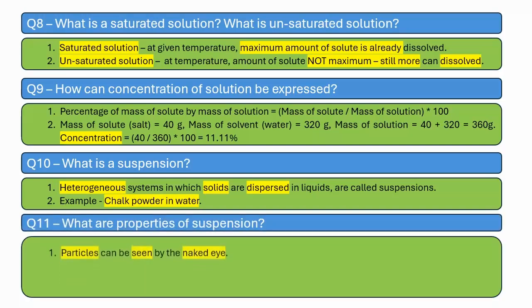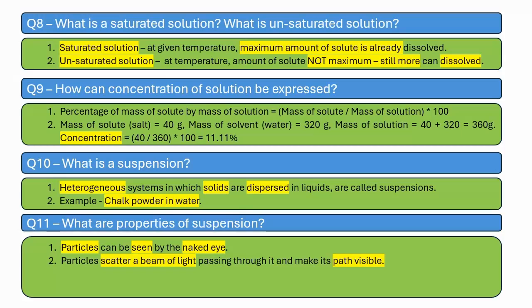What are the properties of a suspension? The particles are not small enough. In the case of a solution, when you put salt into water and stir it, it gets dissolved, right? So you can't see the particles at all. The particles of salt cannot be seen by the naked eye. They have become so small. But the particles in a suspension are big enough to be seen by the naked eye. Chalk powder, if you crush it and put it in water and stir it, will not get dissolved. So you can still see the chalk powder particles in the water. It will scatter a beam of light passing through it, making the path visible. You can see the path of the light beam because the particles in the suspension are scattering the beam.